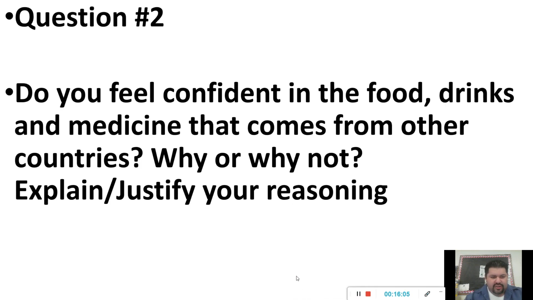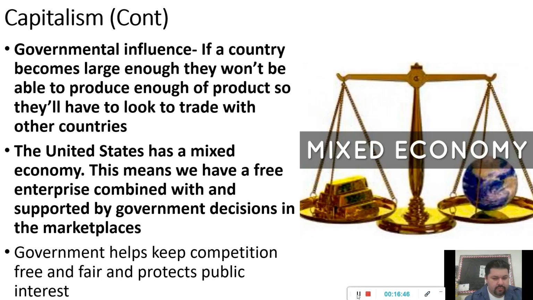So here's your next question. Do you feel confident in the food, drinks, and medicine that come from other countries, such as Mexico, China, Japan, Canada, things like that? Do you feel confident in taking those drinks and medicine and food from those places? Let me know what you think. I've had some students say yes, I feel confident, and some say no, I don't feel confident. So, again, tell me what you think. Okay. Well, we're moving on in three, two, one.